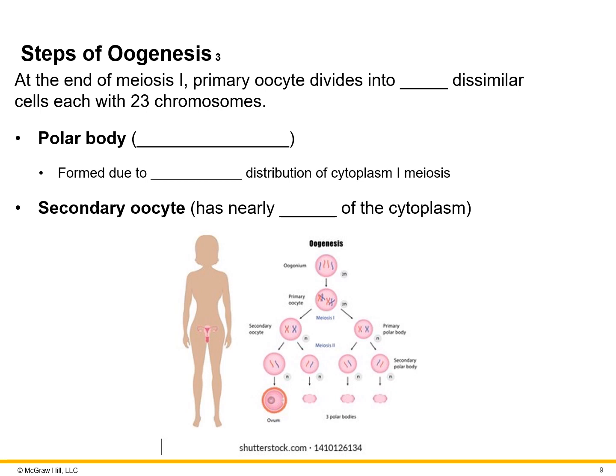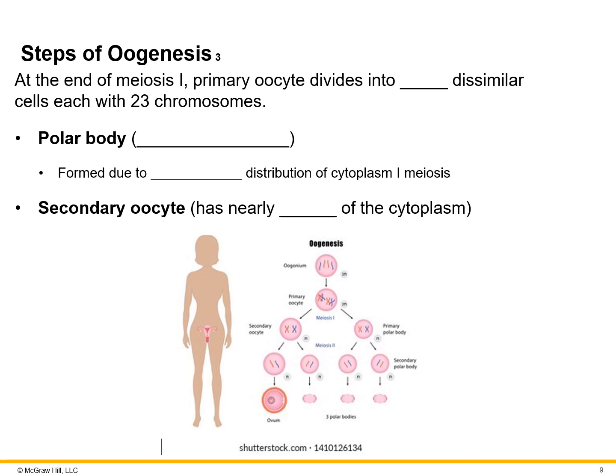One is going to be your polar body. So in this parentheses, I want you to write no function. So polar bodies don't have any function. They just are kind of a dumping site for that second set of chromosomes, and they are formed due to unequal distribution of cytoplasm in meiosis, and I would write that down. So again, the polar body is formed due to unequal distribution of cytoplasm in meiosis.